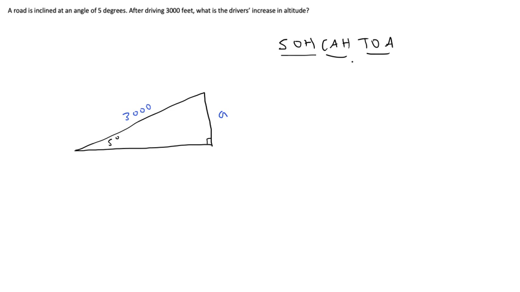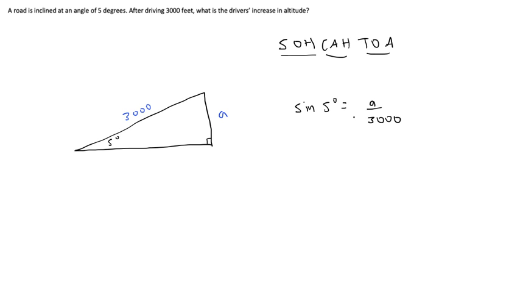Okay, sine is equal to opposite over hypotenuse. Cosine is equal to adjacent over hypotenuse, and tangent is equal to opposite over adjacent. So in this case, we know the opposite side and the hypotenuse. That means we want to use a sine. So let's set up the trig ratio. The sine of 5 degrees is equal to A over 3,000.